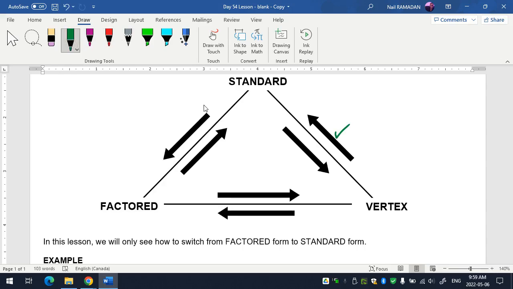Yes, you can. What's the name of the process that takes you from vertex to standard? In general, that's how you change anything. But what's the name of this process? Expanding. Everyone, I want you to write expand or expanding. Go ahead. Expanding.